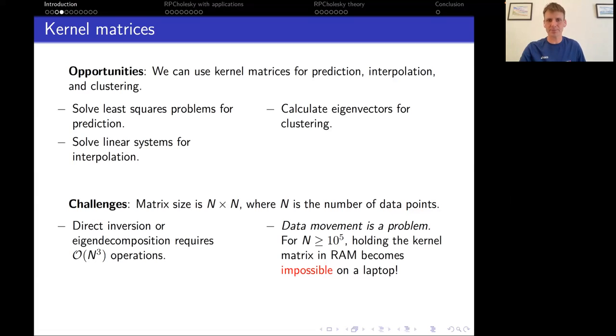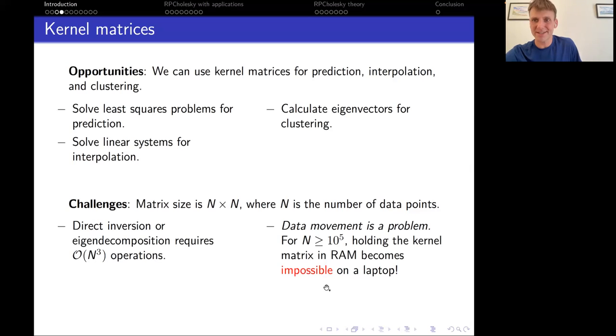So linear algebra is important, but linear algebra is challenging. The matrix size is n by n. Remember, n is like 1,000,000. N is the number of data points. Direct inversion or eigendecomposition algorithms to solve the above problems would require order n cubed operations. So that's 10 to the 18 operations.